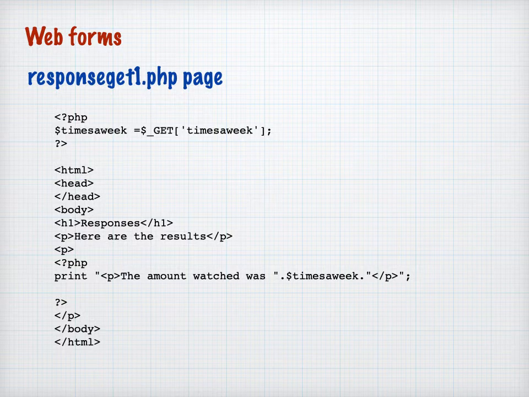And so if you look in the PHP block, you can see we've got print. So we're going to print out a series of characters, and we're using string concatenation, that notion that you can combine strings together, that's the dot, to actually create a paragraph. So we've got opening paragraph tag, the amount watched was, then in that spot will be inserted the value for times a week, and then we have a closing paragraph, and that's what's sent to the browser window.